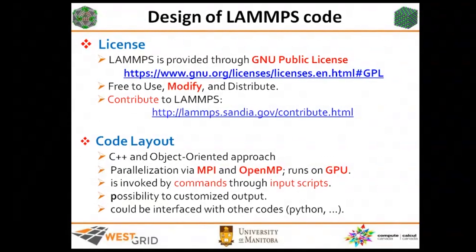And the most important thing is that LAMMPS can be compiled as a library. Once you have the library, you can call it from other codes. For example, if you are developing a code and you need to compute the potential, you don't have to implement that potential in your code. If LAMMPS has that potential, just compile LAMMPS as a library and call it from your code.